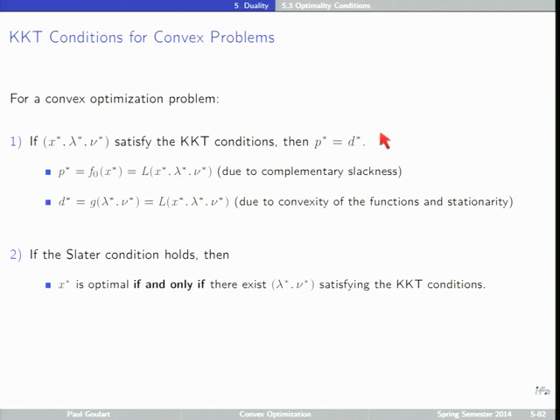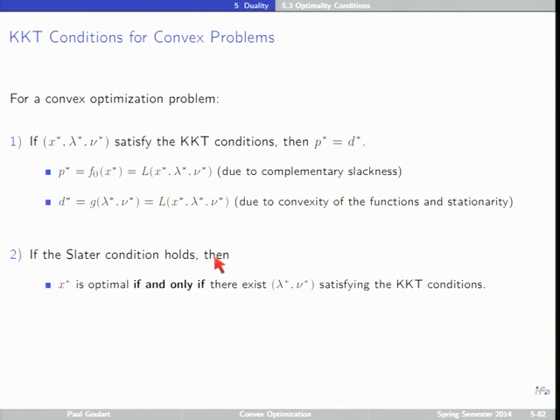Okay? And so I know this because the primal value is equal to F0, and I know that's equal to the Lagrangian because of the complementary slackness condition. And the dual is equal to the dual objective function, which is also equal to the Lagrangian because it's a convex problem and I have the stationarity condition. Okay, so therefore P star is equal to L evaluated at that point, and D star is equal to L evaluated at that point. Okay, and if I have the Slater condition, then I know basically all the planets are going to align and everything's going to work out great.